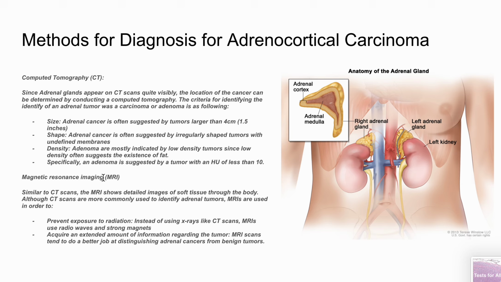Density can also be a major factor in identification. Adenomas are mostly indicated by low density tumors, since low density often suggests the existence of fat. And specifically, an adenoma is suggested by a tumor with an HU of less than 10.